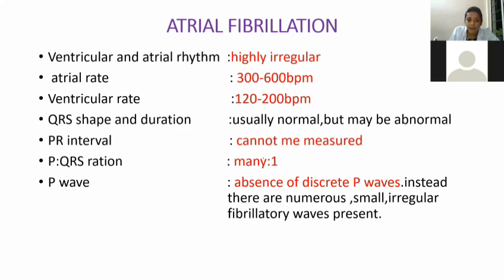Regarding all atrial arrhythmias, the P wave will have abnormalities. In atrial fibrillation also, there will be absence of the P waves. That is, discrete P waves won't be present. Instead, numerous small, irregular fibrillatory waves will be present. This indicates that the atria is not contracting properly. The contraction and relaxation of the atria is not happening properly. It is just fibrillating. The normal shape of the P waves won't be present. So the absence of the P wave will be present in atrial fibrillation.